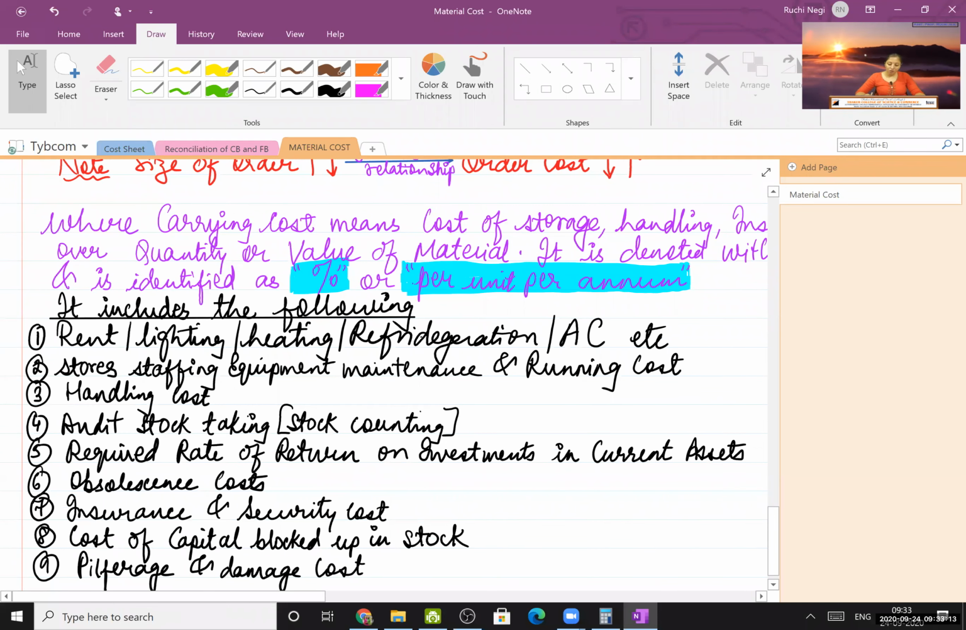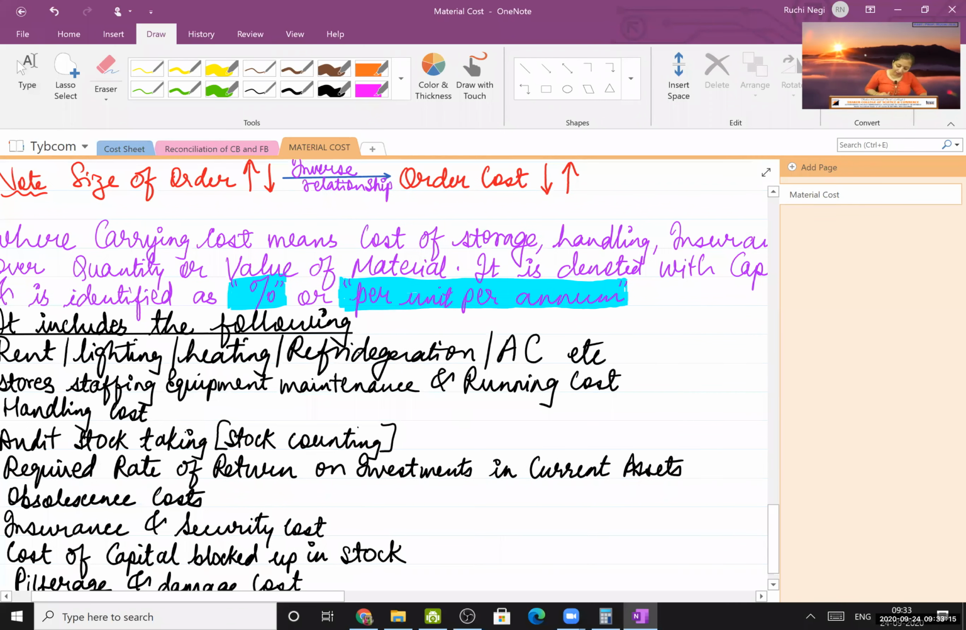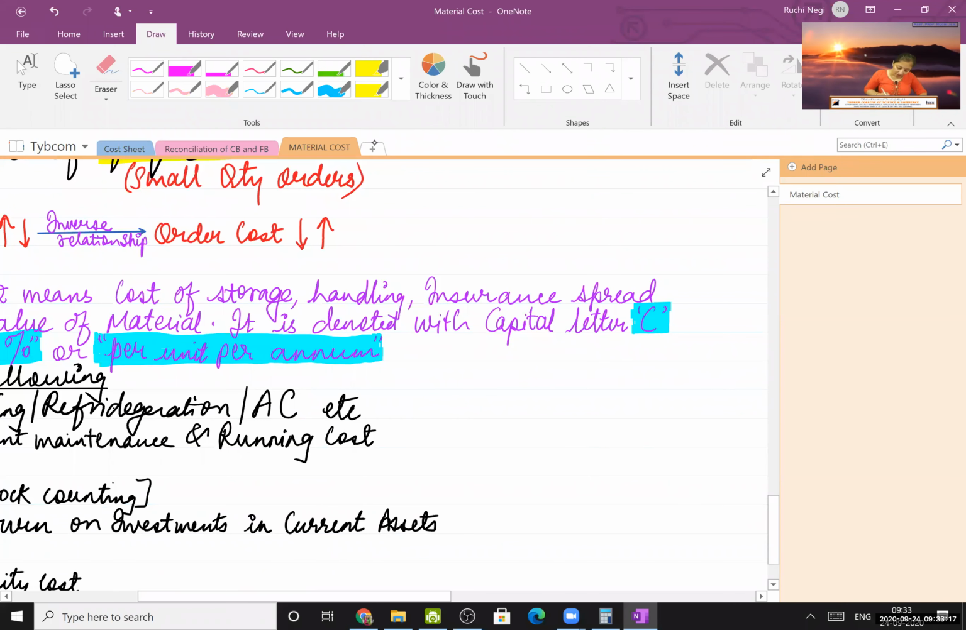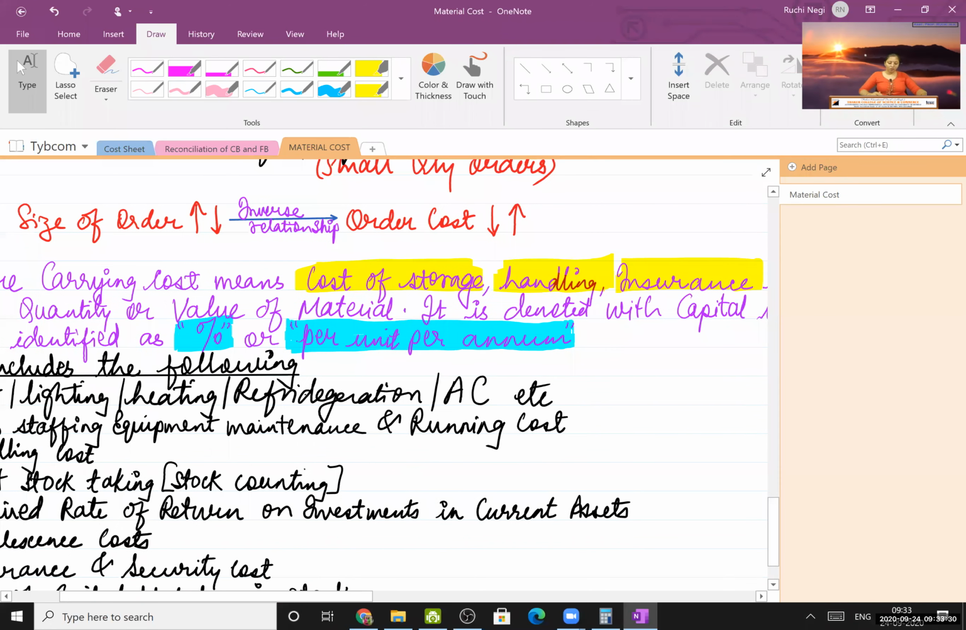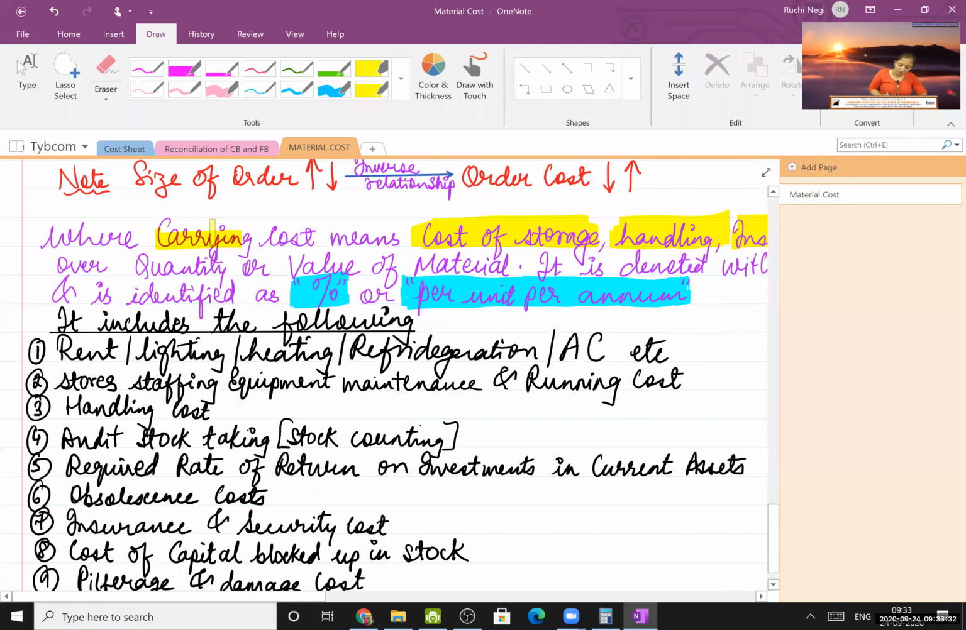What is the important highlight of all these costs? These all costs are related to storage, handling cost, and insurance. So these three criteria, all these costs are fulfilling.